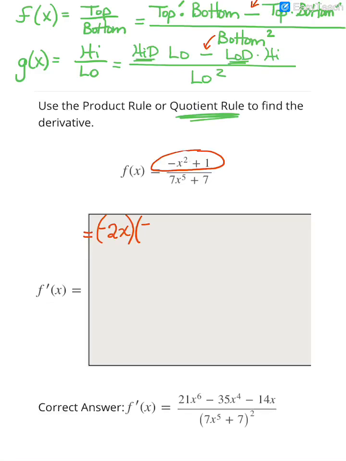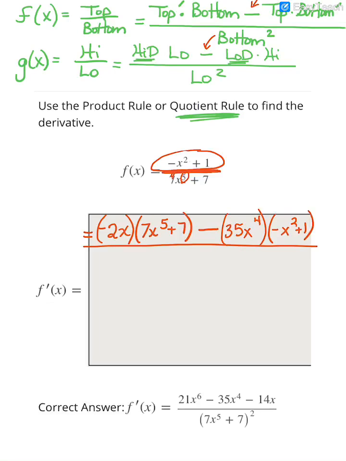I'm going to multiply it by what's on the bottom, or what I'm calling my low. So just leave that as 7x to the 5th plus 7. And then here's the key. It's minus. This fraction bar can help you remember that it's a minus sign between the two. Now we're going to take the derivative of the bottom. If I pull the 5 to the front and multiply, that becomes a 35x to the 4th. And then the derivative of 7 is just 0. So the derivative of the low, or the bottom, is multiplied by what's on top, or the high, so negative x squared plus 1. And then don't forget, the whole thing is divided by the bottom part squared.